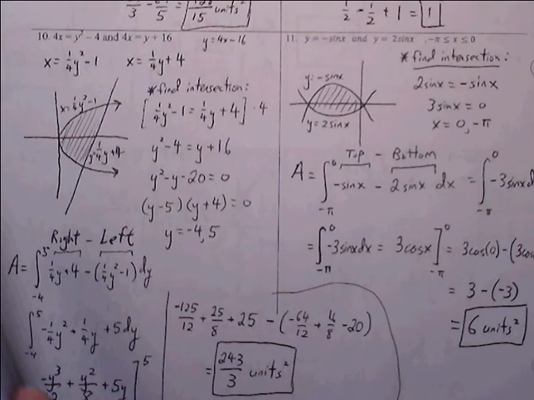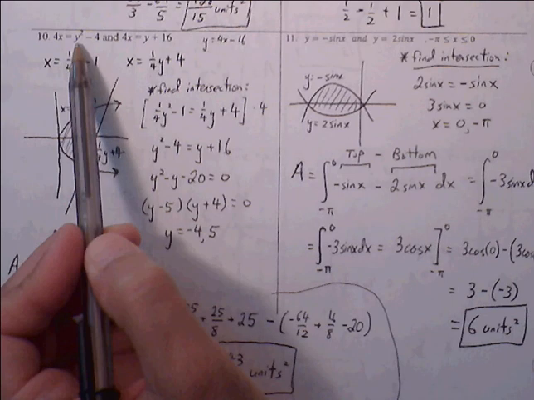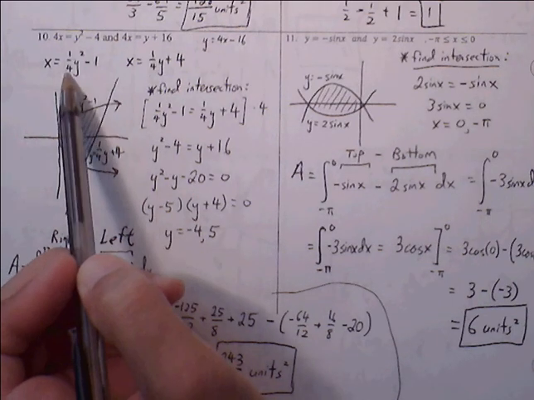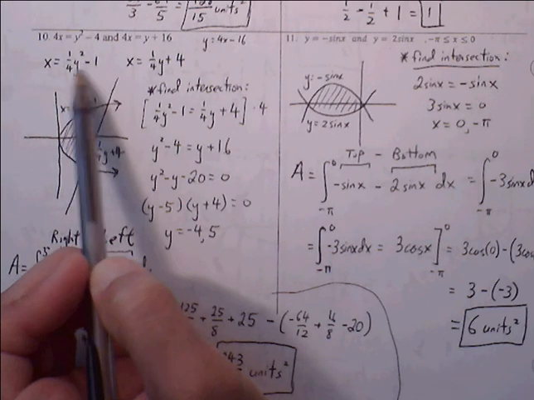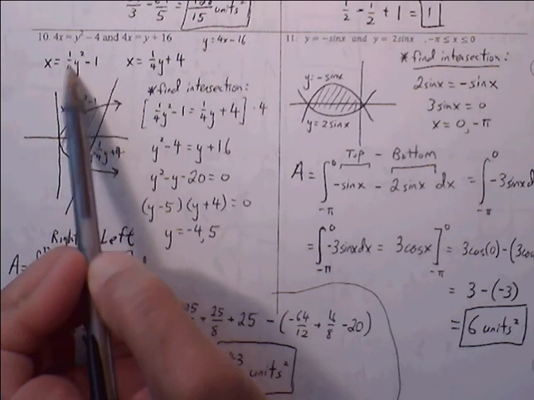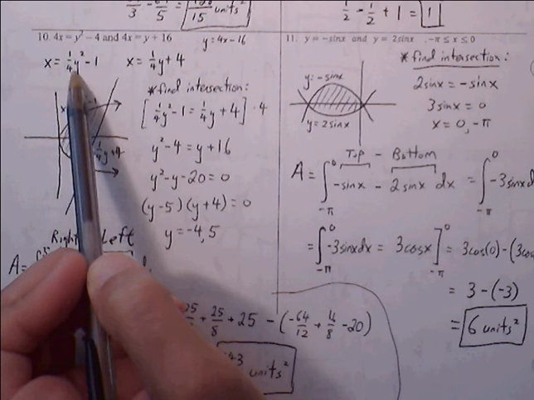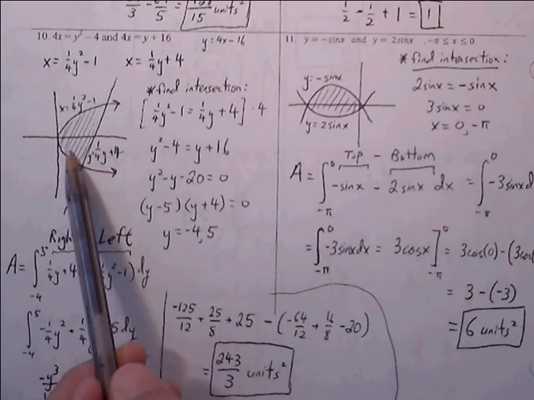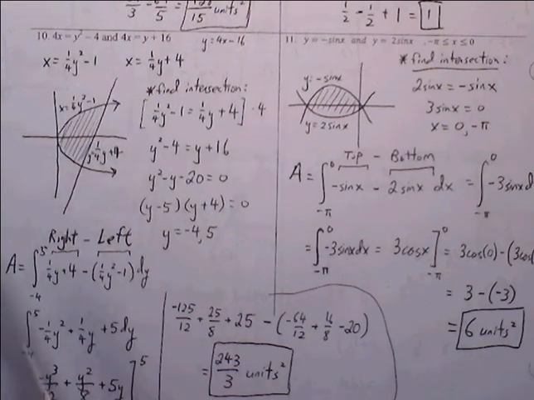Okay, number 10, we have 4x is equal to y squared minus 4. Notice that if we solve for x, this is going to be 1/4 y squared minus 1. So y is the one that's squared. This is a parabola that's going to open sideways. Positive y squared means the graph is going to open to the right. So we have 1/4 of y squared minus 1.